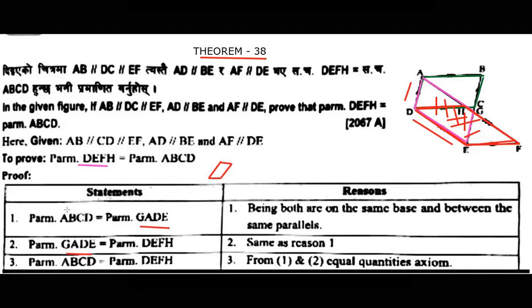If they are the same, then what can you write? Your ABCD is equal to DEFH. So from statement 1 and statement 2, they are equal to each other. In this way we can again achieve 5 marks. So it is very simple, you can achieve 5 marks for solving this theorem.